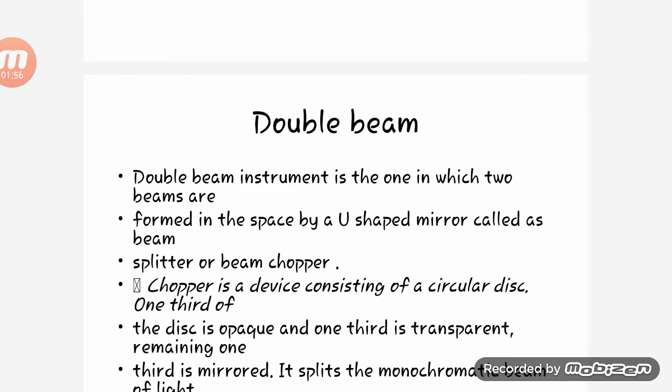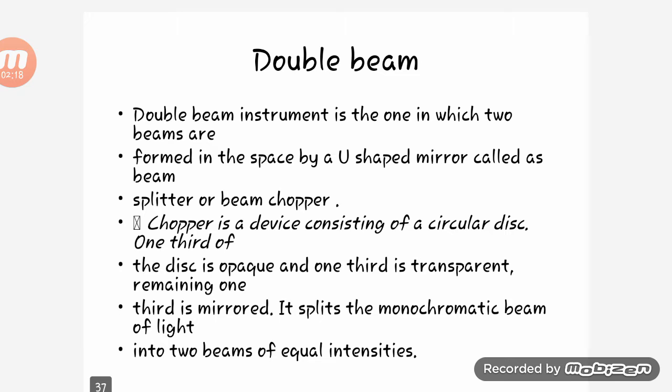Next is double beam. A double beam instrument is one in which two beams are formed by a U-shaped mirror, so it is called a split or beam chopper. Because two beams are formed here, it is known as double beam spectroscopy.